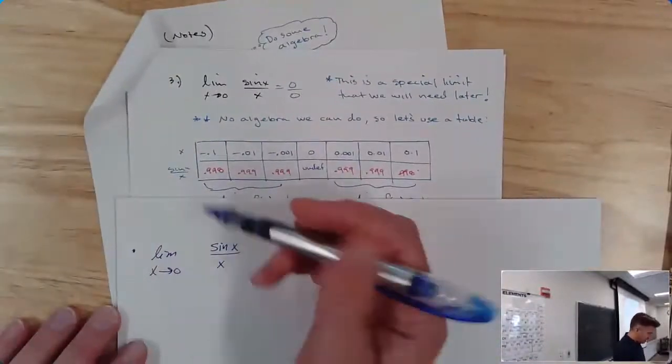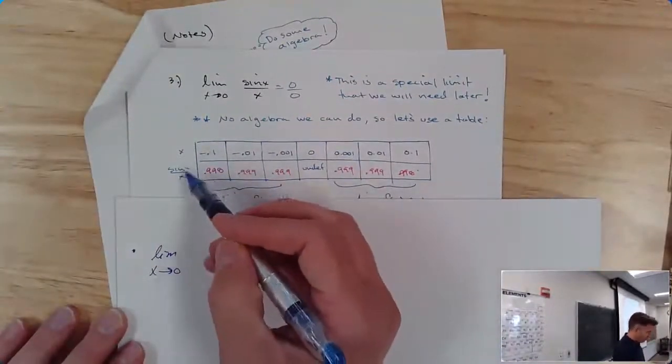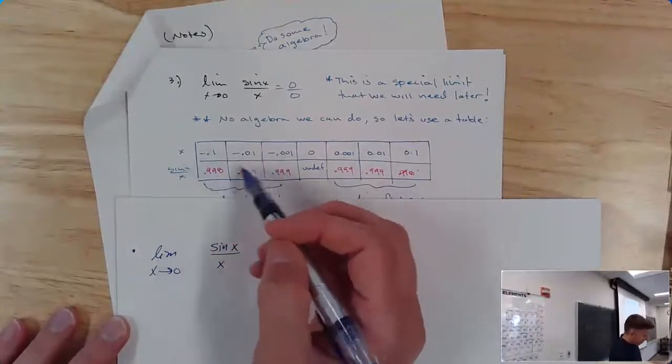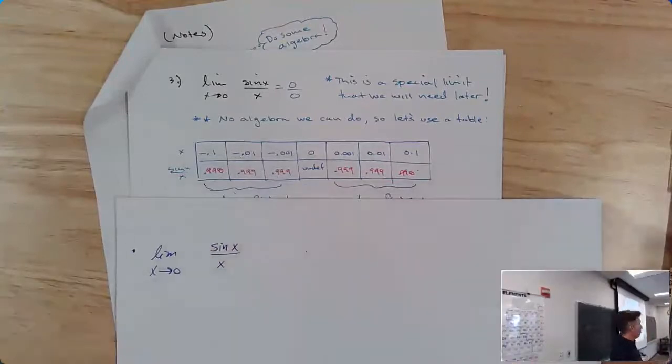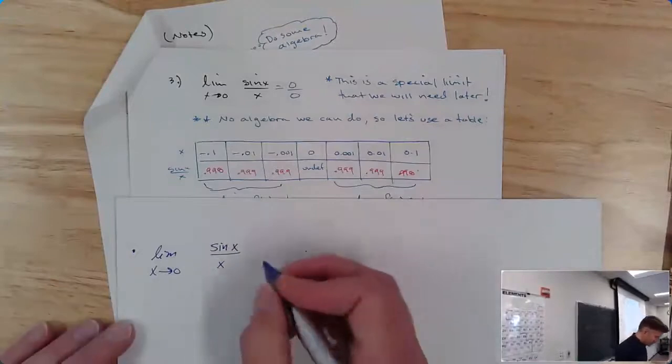If you plug in x equals -0.1, sine of -0.1 over -0.1 is 0.998. When you plug in this number, you get that. Plug in this number, right? You get closer and closer and closer to what appears to be 1 from either side. So certainly looking at this, it looks like the limit's 1.